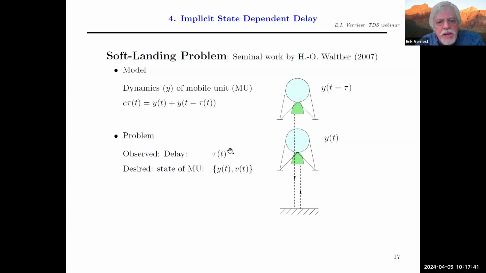The problem is, if we think of encoding a timestamp on the sonar signal, then what's observed is actually the delay time. From the measured delay time and the known dynamics, we want to estimate the state of that system.